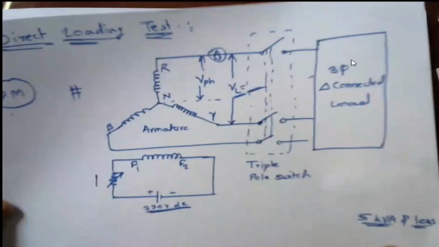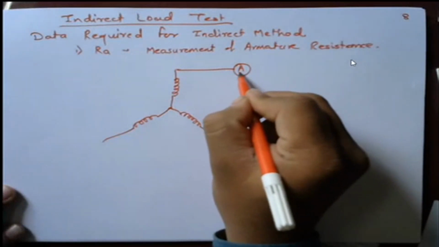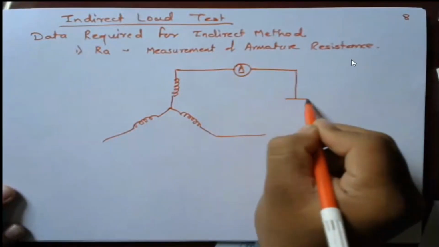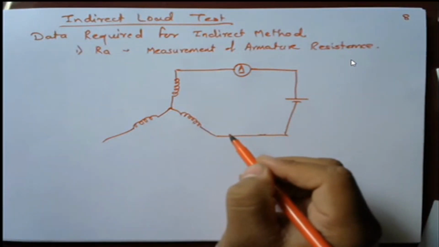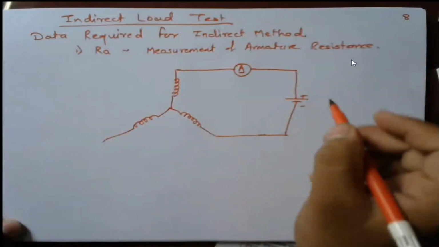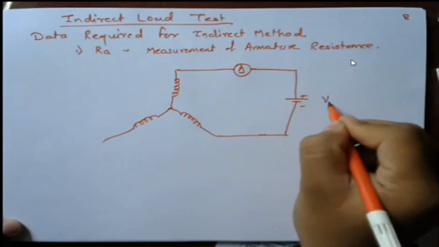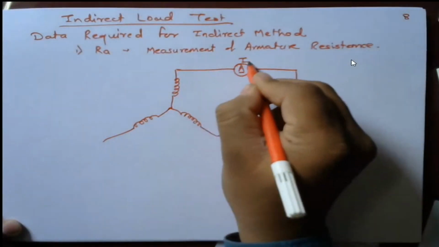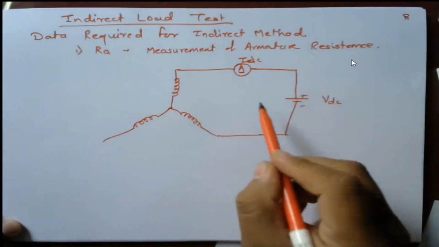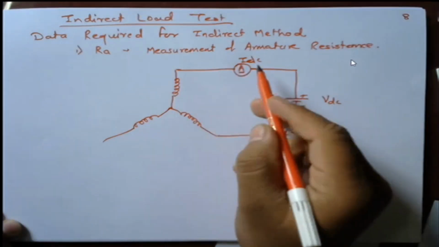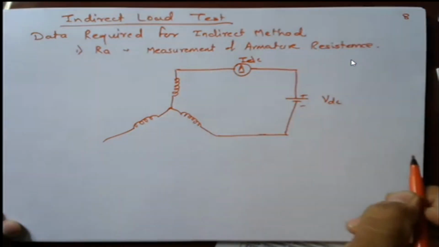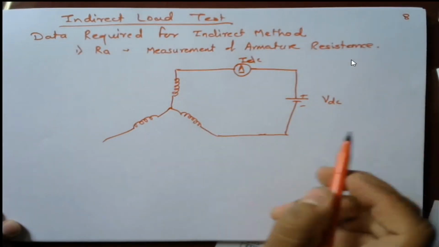What we have to do? Suppose I connect one ammeter over here and apply some DC voltage across these two terminals. The remaining field is kept open. Let us suppose VDC is applied and current IDC is measured through these two windings. How to calculate resistance if I know IDC and VDC? VDC upon IDC.